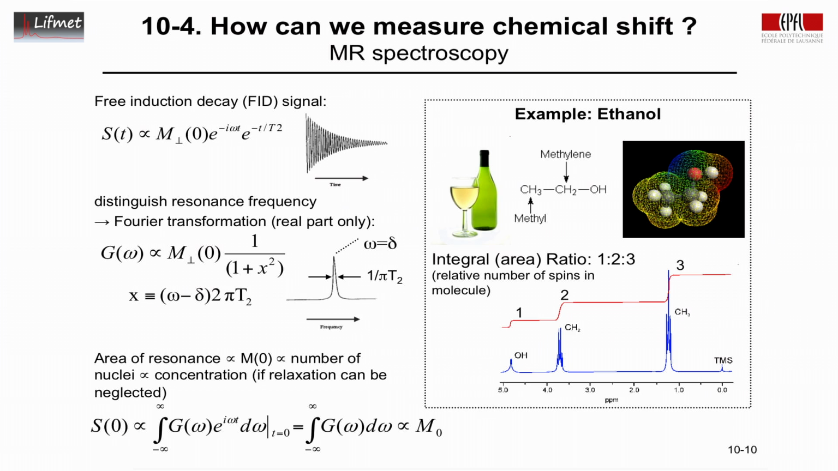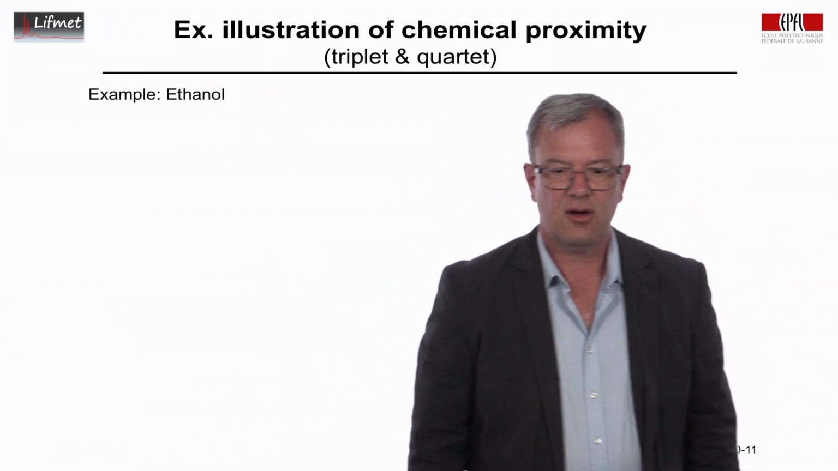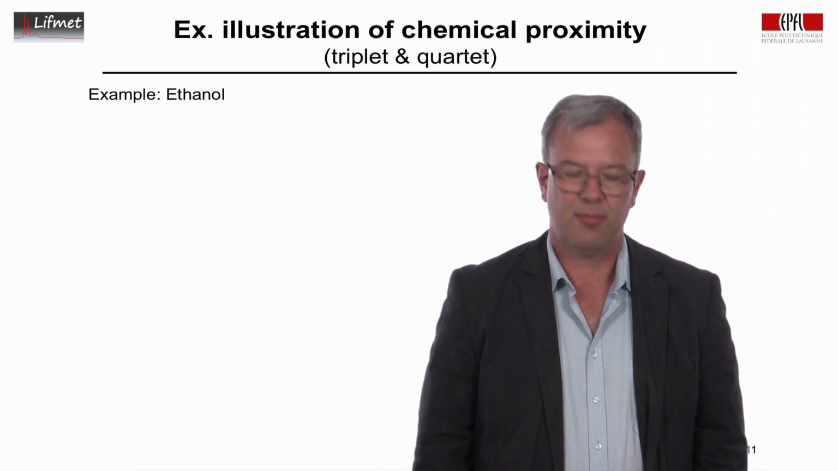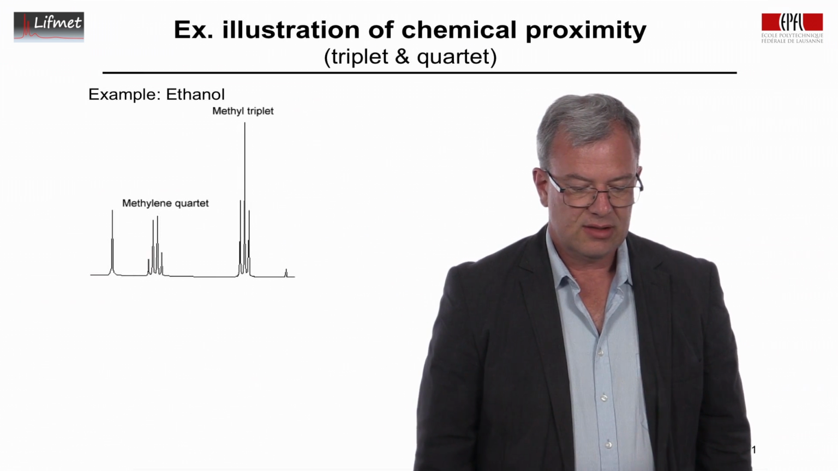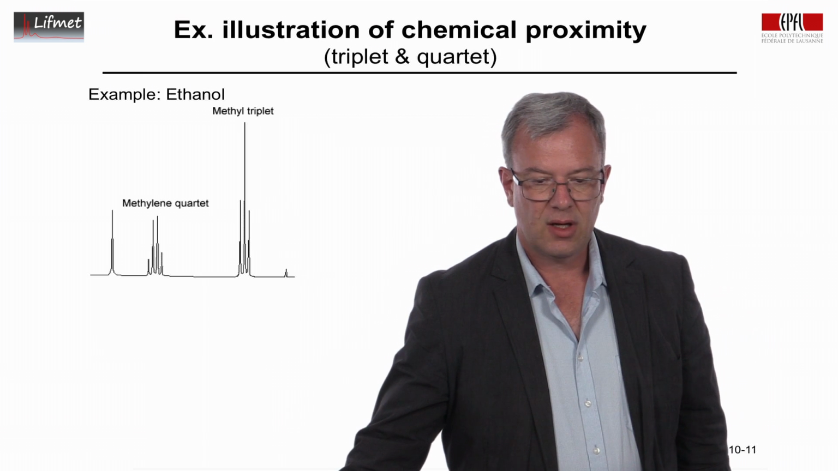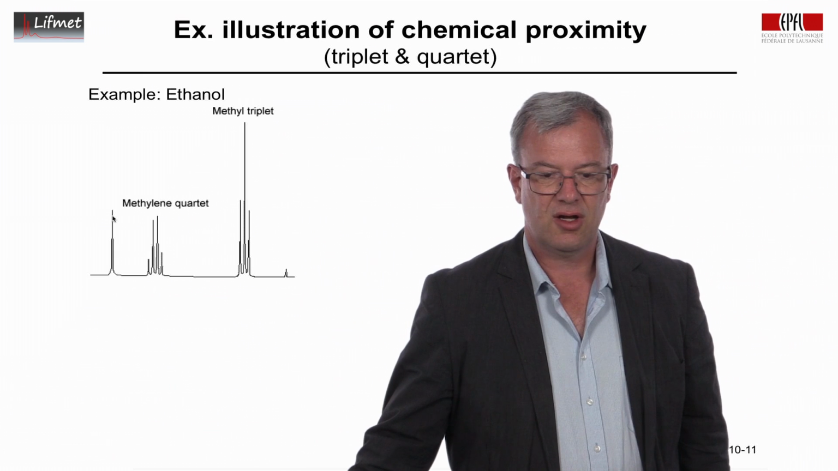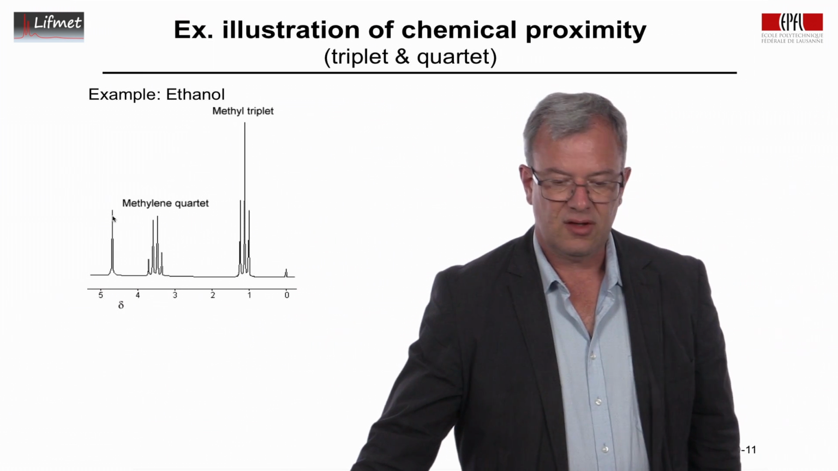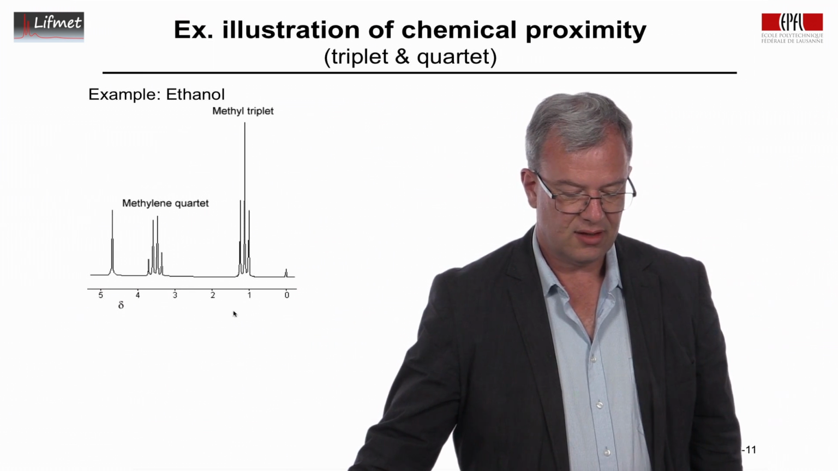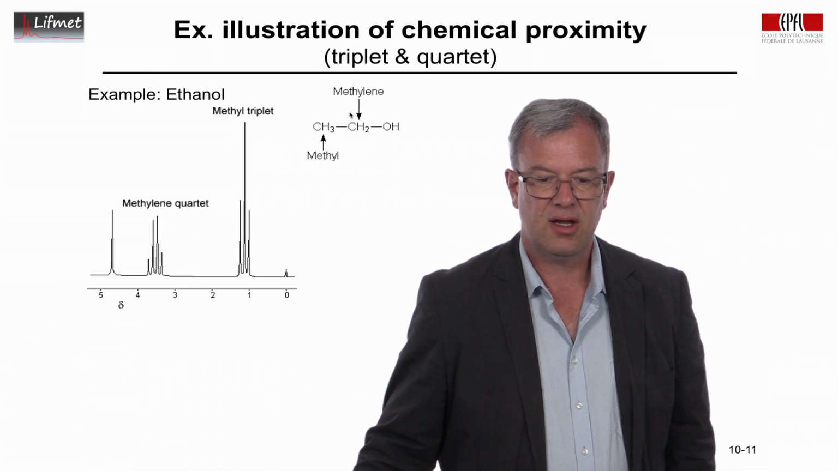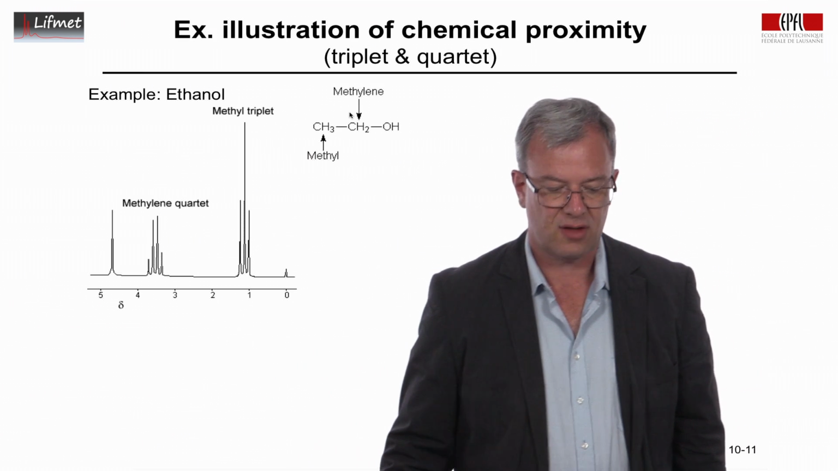So we'll stick with the example of ethanol for what is to come. There's an additional effect of chemical proximity that I want to illustrate, and we'll stick here with the example of ethanol. So what we have here is, again, TMS, the methyl signal, the methylene, and the OH signal. Here's the chemical shift scale in ppm, on the horizontal axis.